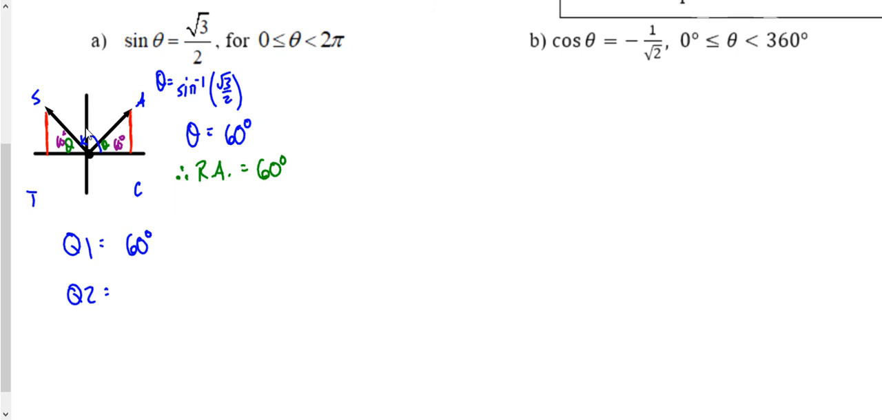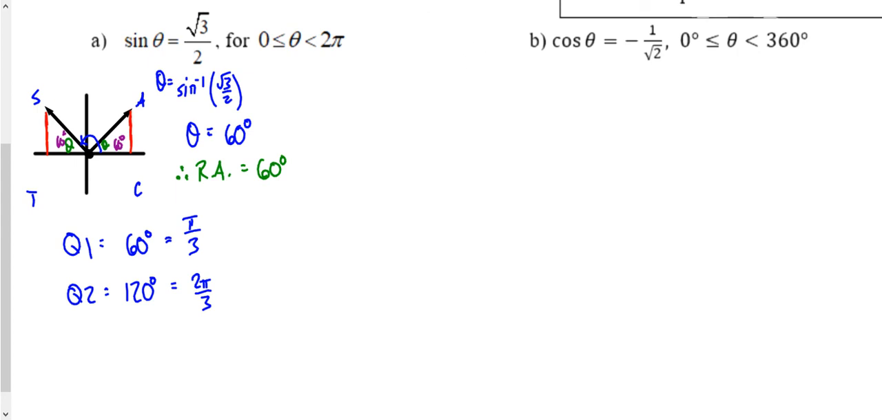So the question is, what is that line? That line in quadrant 2 is equal to 120 degrees. In this case here, I have my answer in degrees, but really we're looking for an answer in radian because we have a domain restriction between 0 and 2 pi in terms of radian. So let's just convert both of these back into radian. So this first one here, pi over 3. Second one here, 2 pi over 3. And there we go. That's our first example.